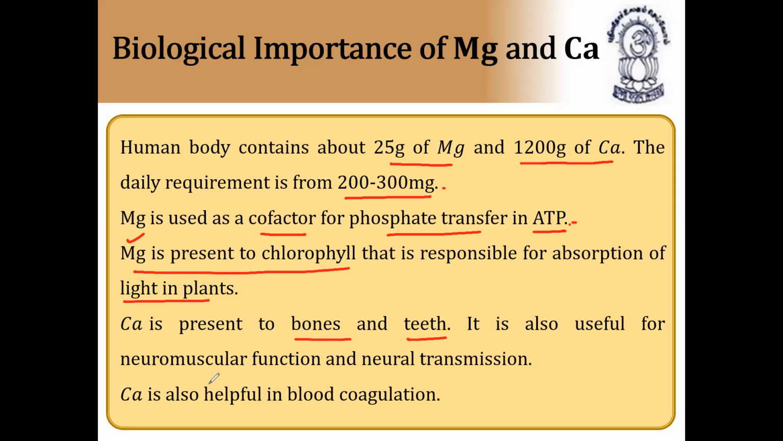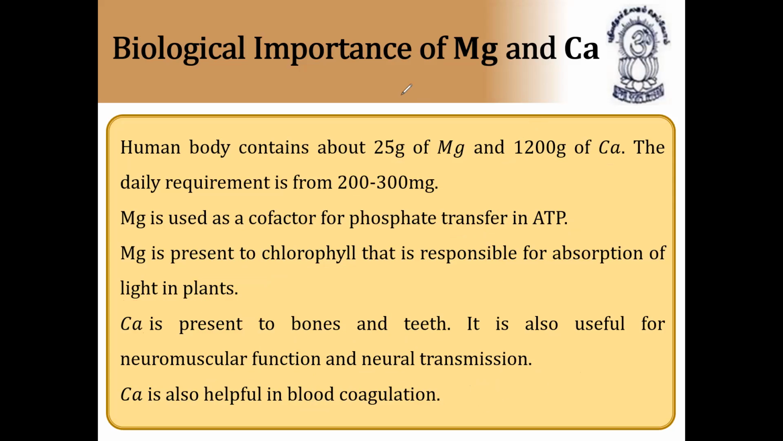It is also useful for neuromuscular function and neural transmission. So calcium is very vital in our body. Calcium is also helpful in blood coagulation. Coagulation means blood clotting. You will get this word coagulation in 12th class surface chemistry. So these are the biological importance of magnesium and calcium.